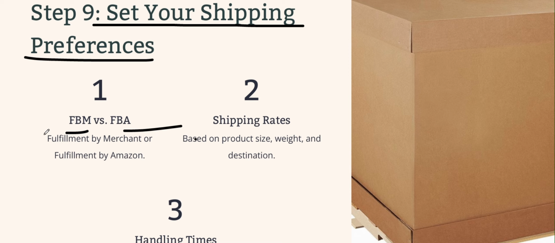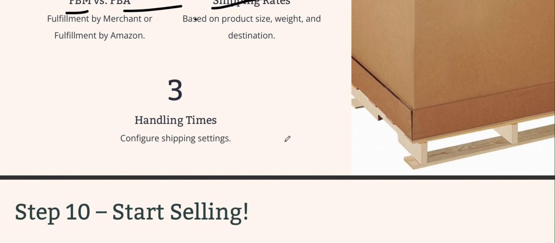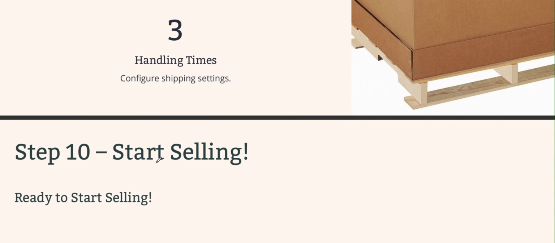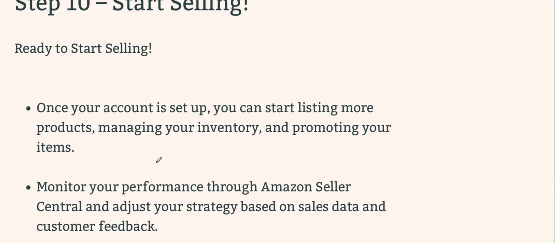Fulfilled by merchant means you yourself have to ship the products to the customers, and fulfillment by Amazon means Amazon will ship the products from you to customers. In FBA, Amazon has their warehouse where they can keep your product and ship very fast. Shipping rates will be decided based on your product size, weight, and destination. Handling time, as soon as you ship the product, your products will get more orders. After that, you can start selling.